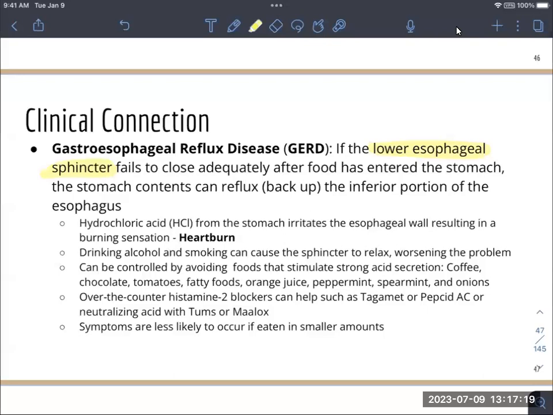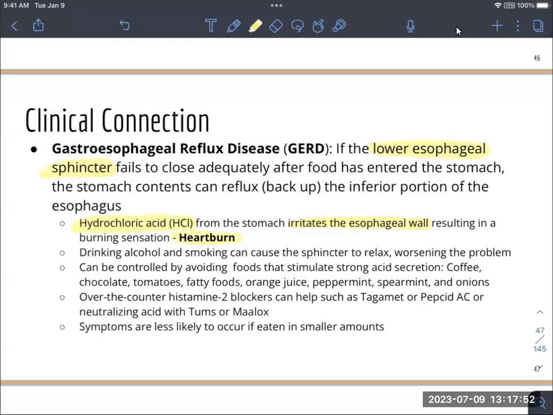One of the juices that our stomach makes is hydrochloric acid. It is very acidic. This hydrochloric acid can irritate, it burns that esophageal wall, that stratified squamous epithelium. And that's what gives that heartburn sensation, because where it's all happening is close to where the heart is. So that's where it got the name heartburn.